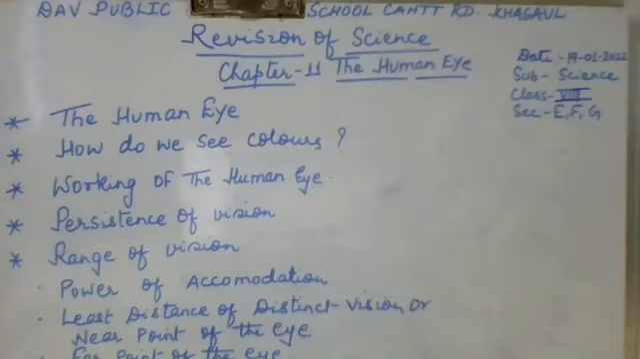Okay. Why is this power of accommodation required for a human eye? Why do we require it? Can anybody answer this? It is just a general question. Ma'am, please repeat the question. Why do we need this power of accommodation? Why is this required for our human eye?